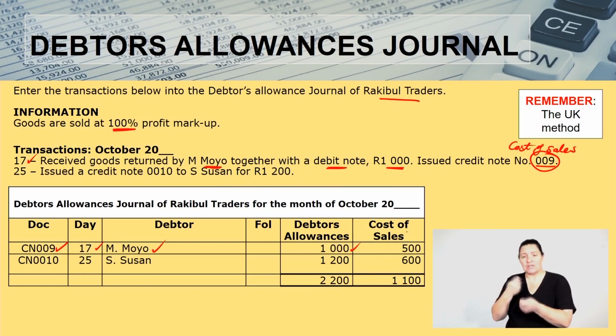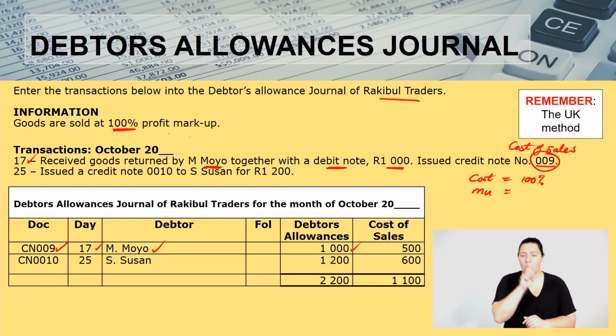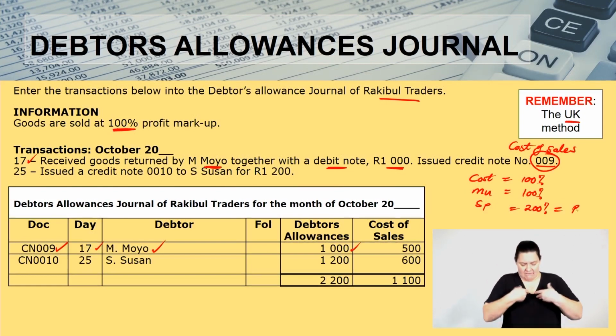Now, on the cost of sales, we now need to get cost of sales. But remember that your cost is always 100%. Your markup in this particular question, we were told it is 100% as well. That means my selling price becomes 200%. So I would then implement the UK method, which simply says, what is it that you want? Here we are given 1,000 Rand as the selling price. As we're told, the amount on the invoice is 1,000.